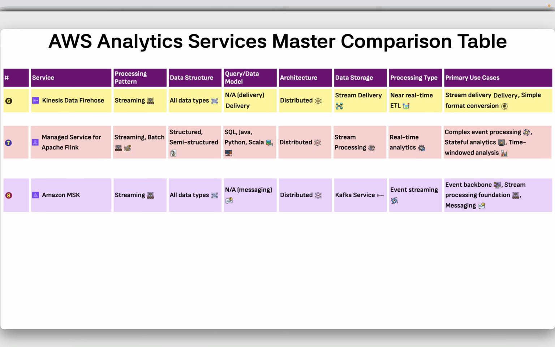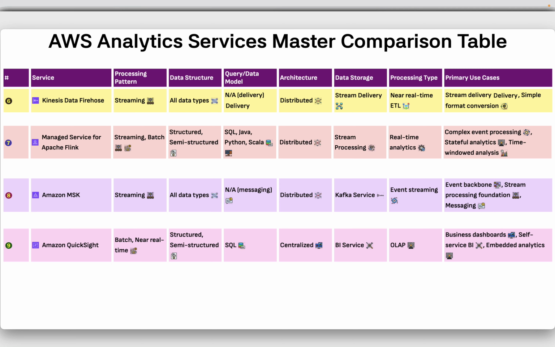Next, Amazon Managed Service for Kafka. Processing pattern, streaming. Data structures, all data types. Query and data model, not applicable because it's a messaging or some kind of a buffering service. Architecture, distributed. Data storage, it's a Kafka service. It's a managed service for Kafka. So processing type, event streaming. Primary use case, event backbone, stream processing foundation, or messaging.